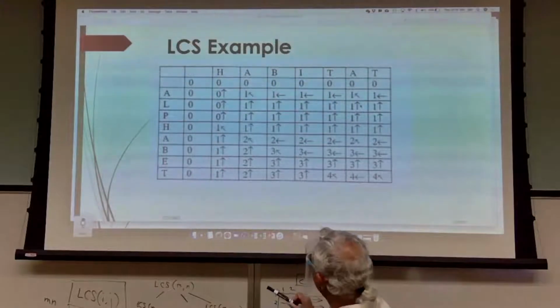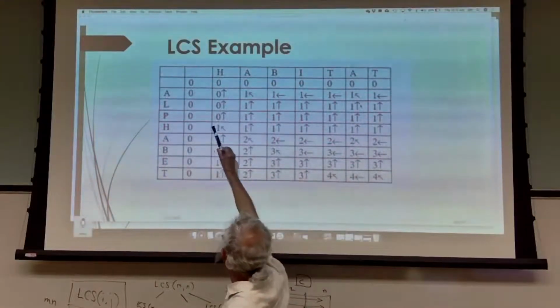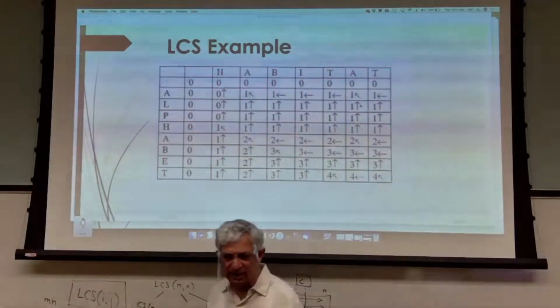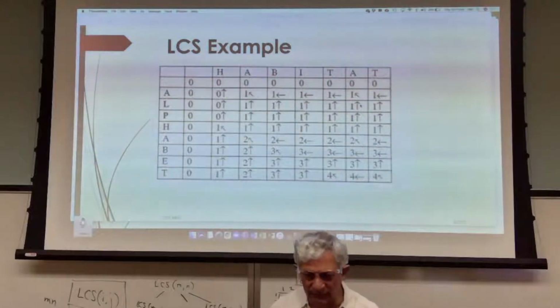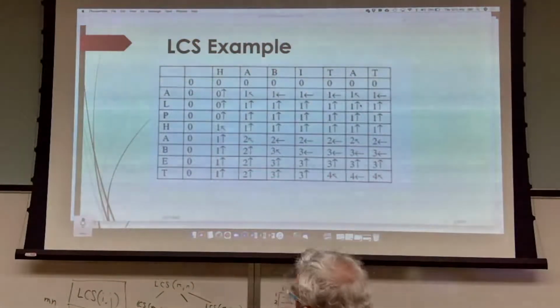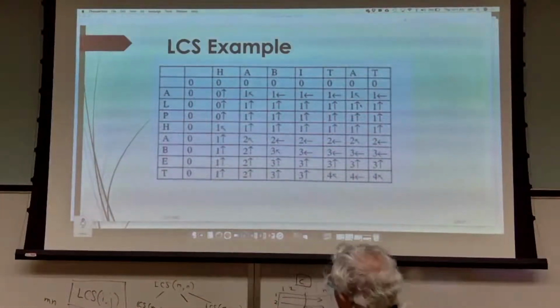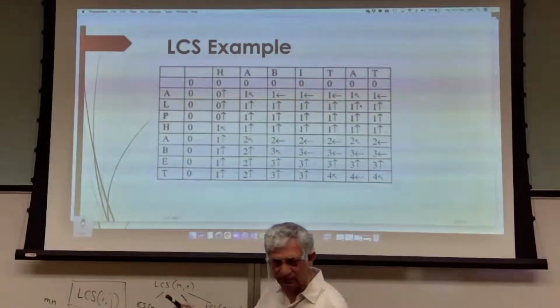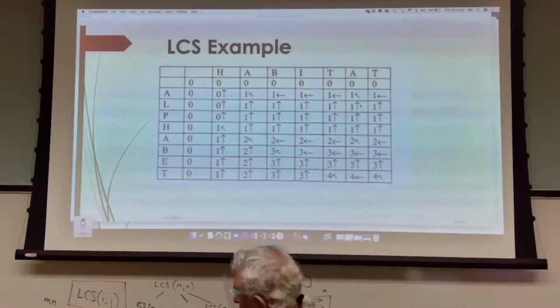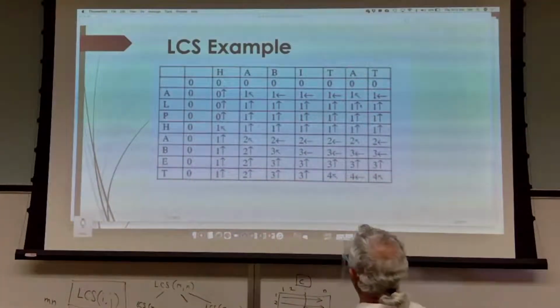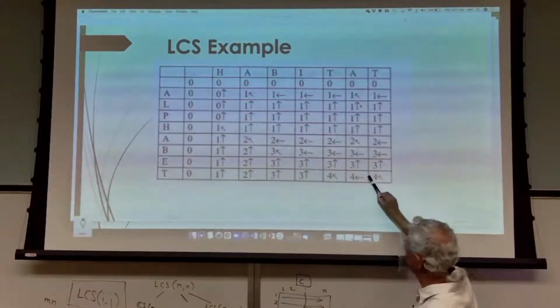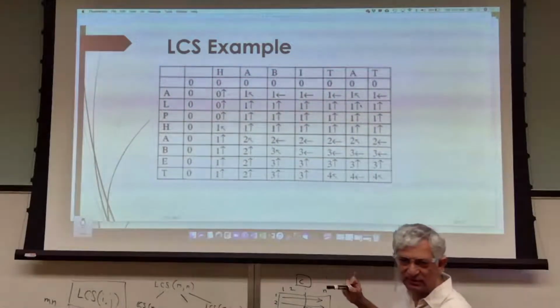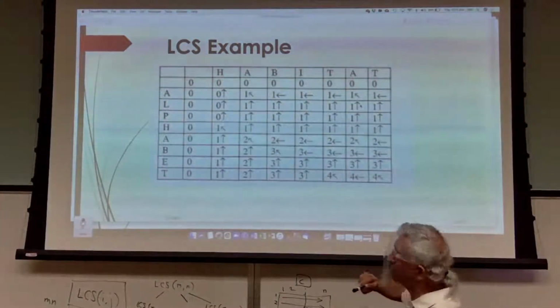And what you see is that there's an extra row and column that I've added, which has all 0 values. So what I've shown here is the C array, and you also see the B array, which is these arrows, which we saw in the algorithm. And the right answer is here. It says that the length of the longest common subsequence is 4.